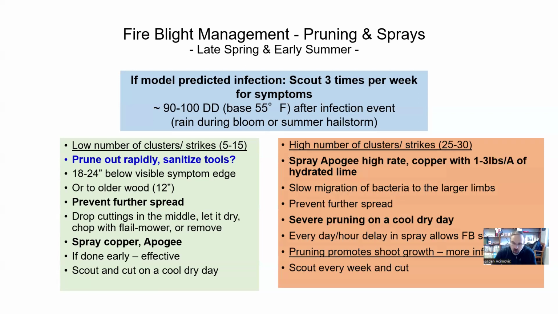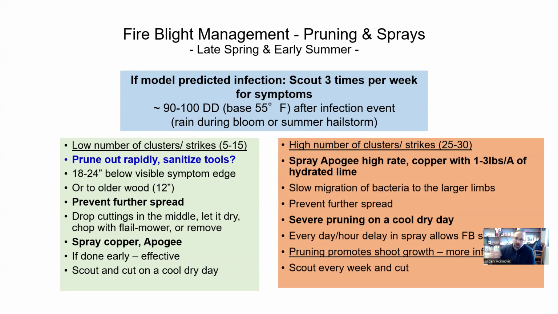But if you have a large number of these clusters infected and strikes, about 25 to 30, that most likely means that you have had a big gap in your spray program. You likely didn't protect against fire blight during bloom, and you have allowed a severe infection to occur. So in these cases, the most important thing to use is Apogee at a high rate, 12 ounces per 100 gallons, as soon as possible, so you can shut down the growth of the tree and also prevent the pathogen from invading through these shoots that are infected.